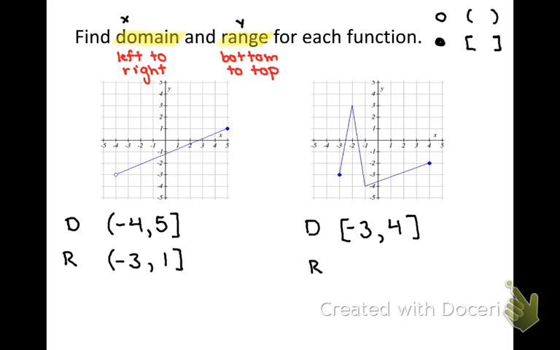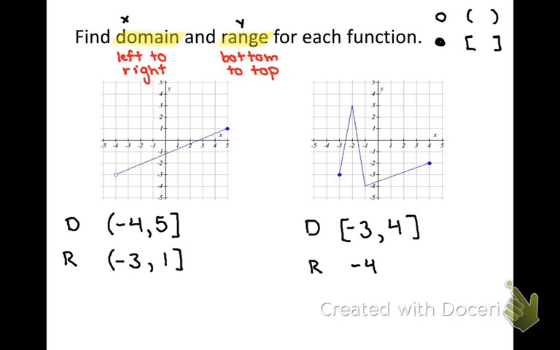Now, on my range, the lowest y value that this graph obtains is -4. Notice that the lowest y value that this graph obtains was not at one of my endpoints, and that's perfectly fine. I've got to make sure that I'm scanning my entire graph when I look for domain and range.